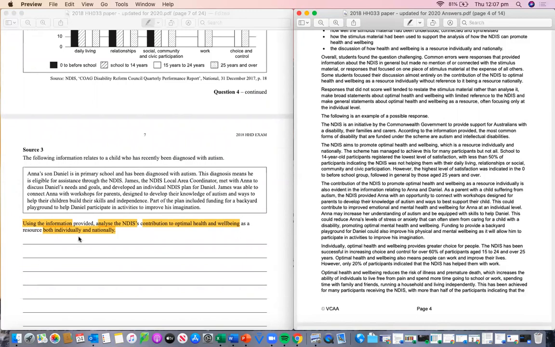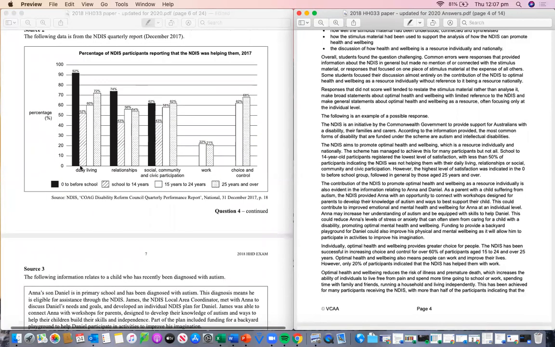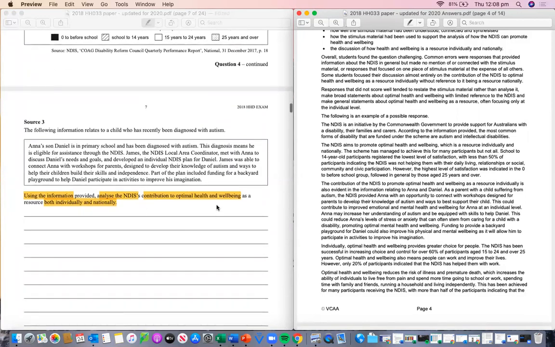So that's when it comes to using the information section here. And then you can focus that on the source or the stimulus here, and how it can contribute to optimal health and well-being through your own analysis. So that's the first part that I'm trying to explain.